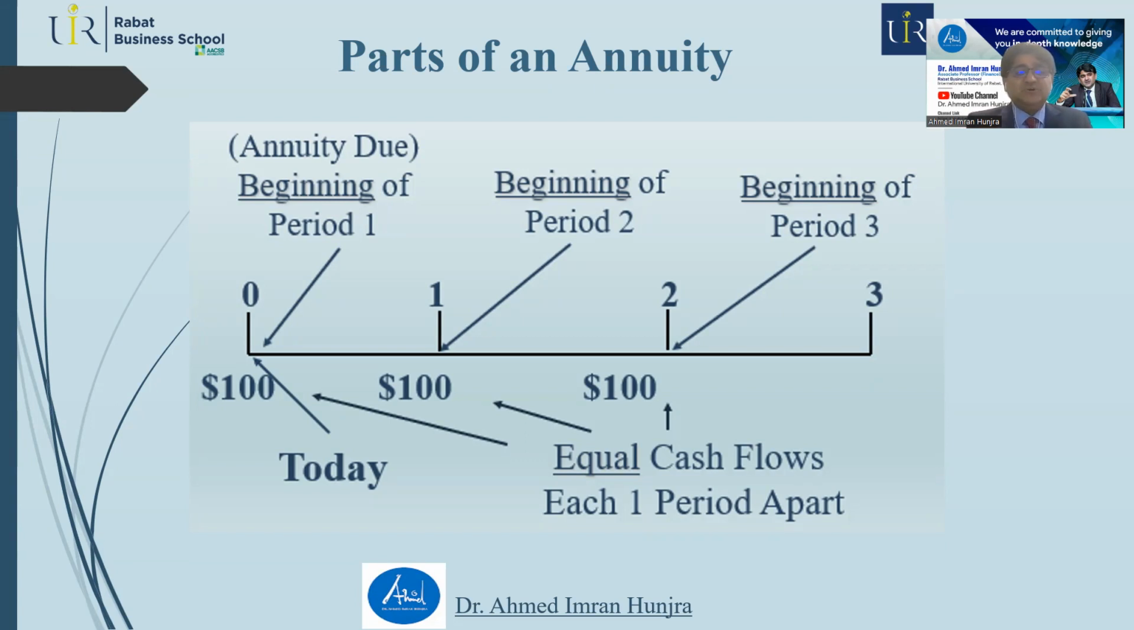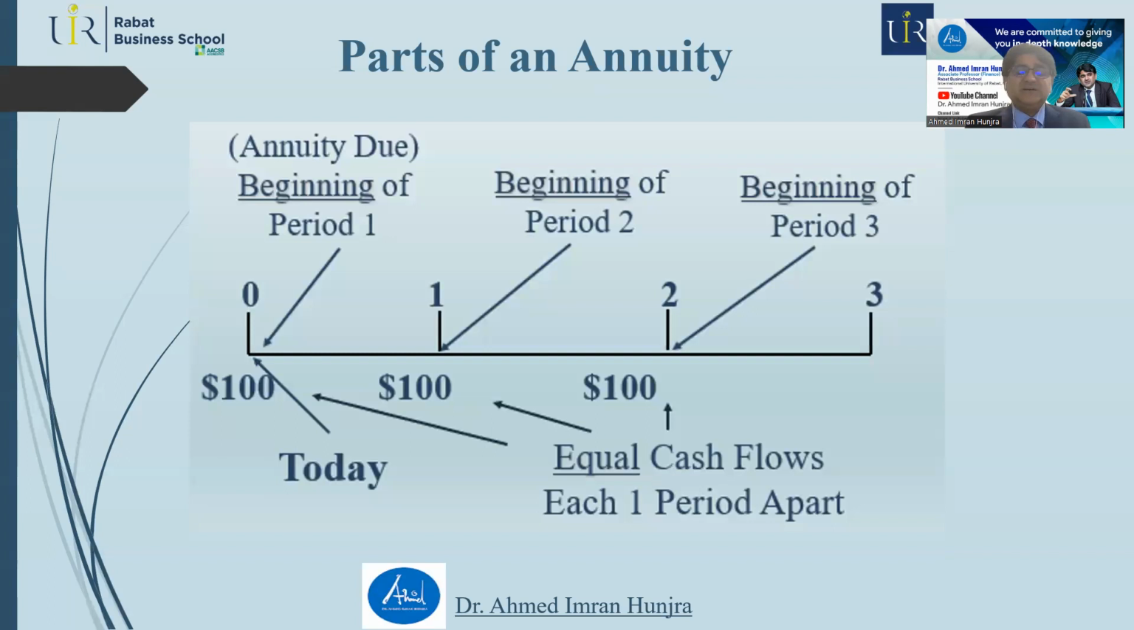In the same case, we have more than one payment, but the payments are made at the start of the time period. The beginning of the first time period is here, the beginning of the second time period is here, the beginning of the third time period is here, meaning at the start of each time period. So that is annuity due.